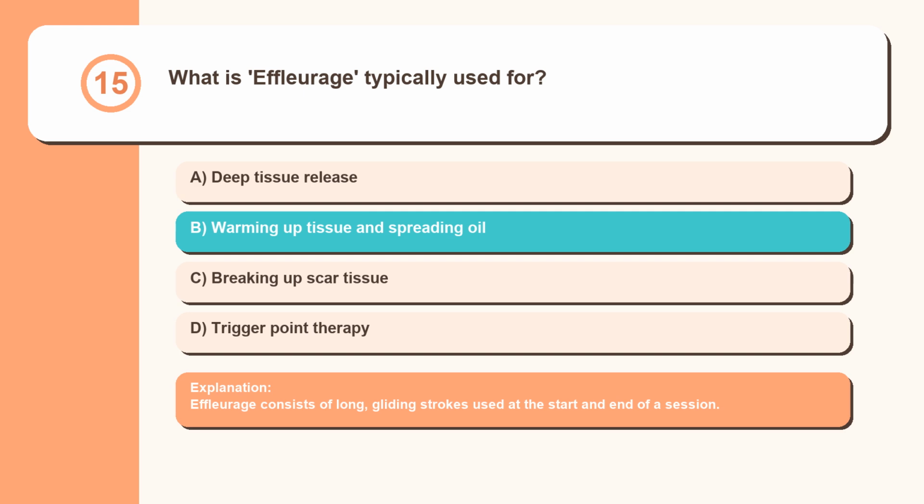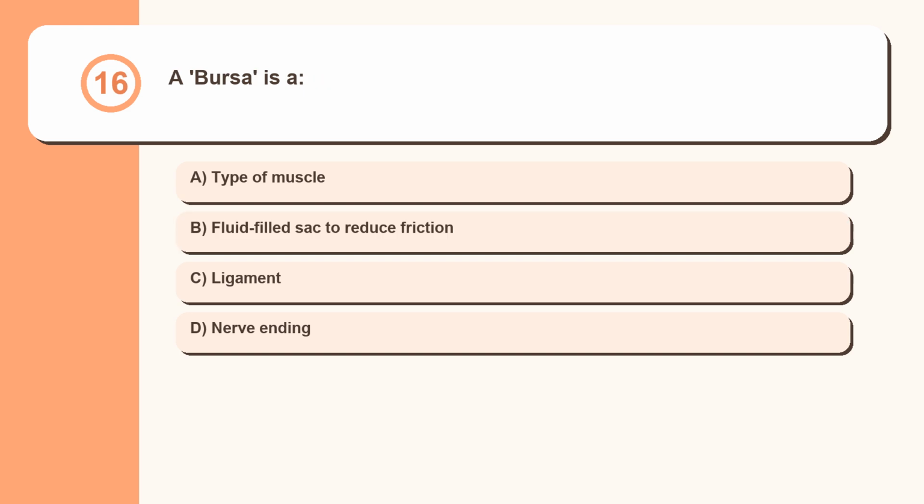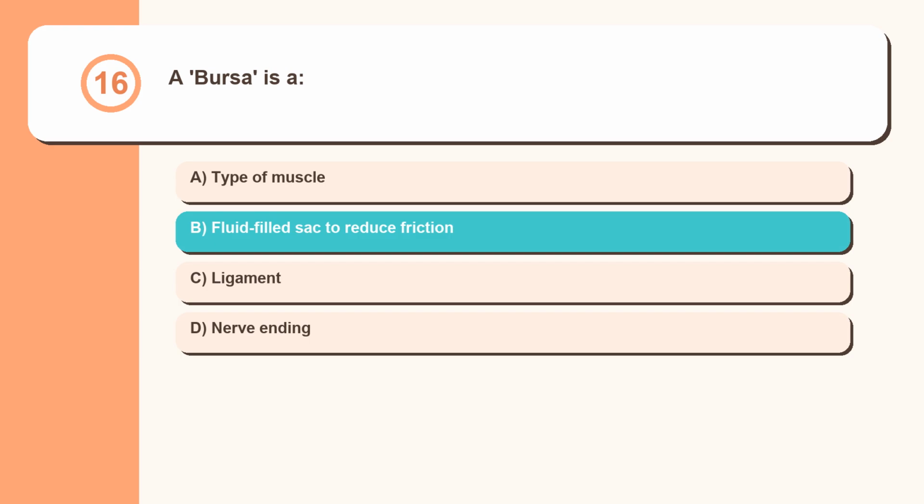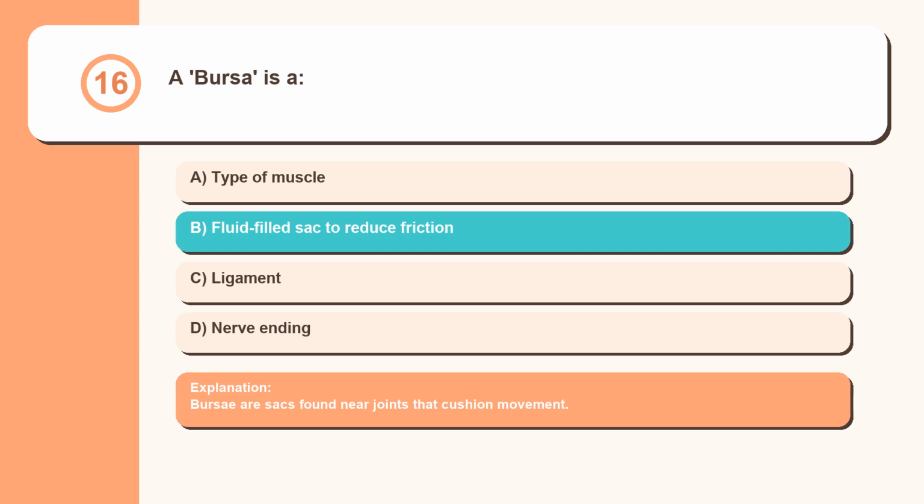Question 16. A bursa is a type of muscle. Fluid-filled sac to reduce friction. Ligament. Nerve ending. Bursae are sacs found near joints that cushion movement.